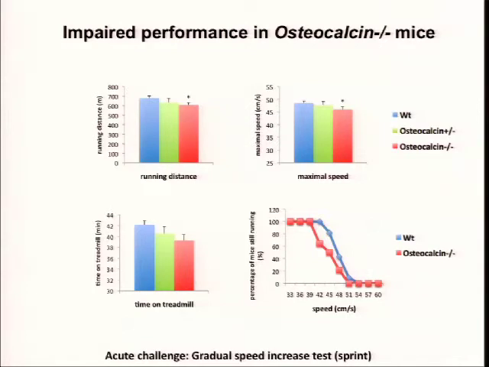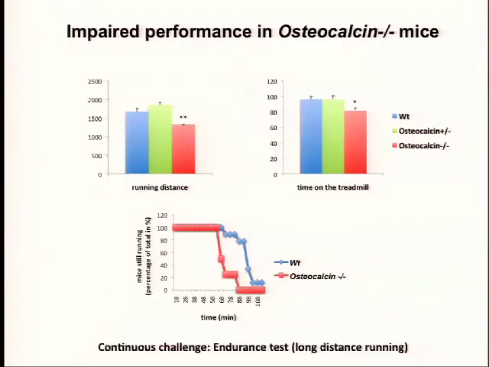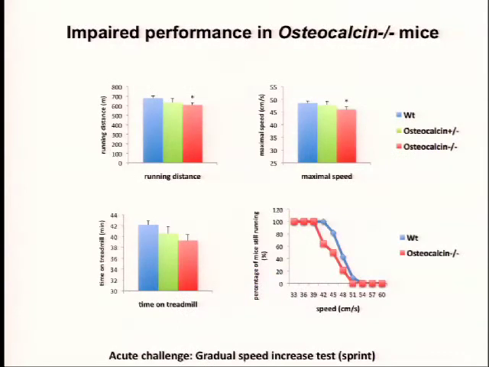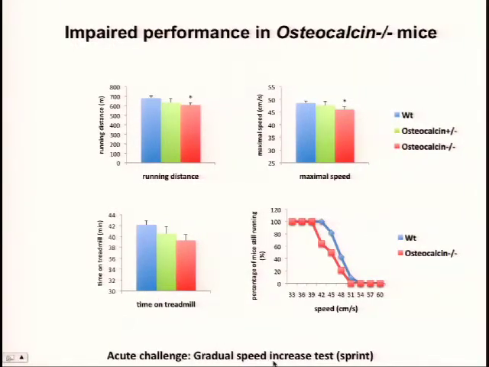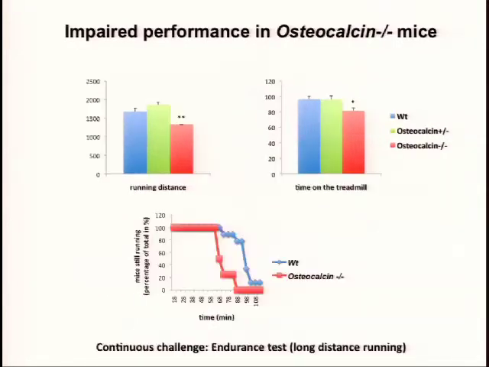So we took heterozygote and homozygote mice, and you can see that in absence of osteocalcin, the running distance, the maximal speed, and the time on the treadmill are decreased in the sprint experiment, and we can really quantify it, and it is significant for the homozygote mice. It is not significant for the heterozygote, but almost significant. The phenotype is even more severe if we look at long distance running.